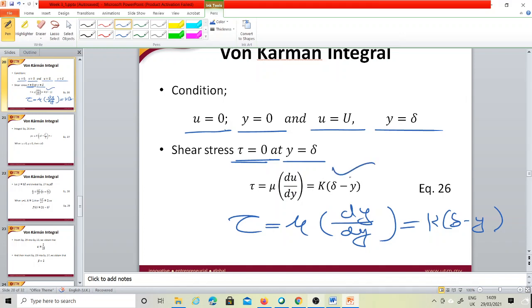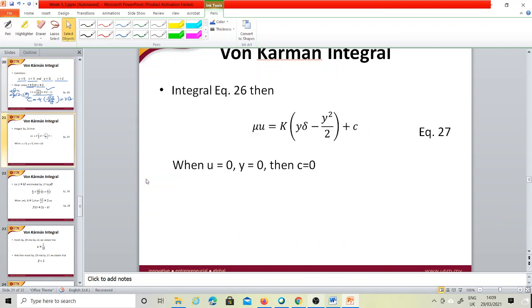So what you will do now, we will try to integrate this one. There is a y, so y should be here. You can write it in this way: mu du is equal to k (delta minus y) dy. Then you do the integration and you will get this. Again, there is an integrating constant, but you know that when y is 0, your velocity is 0, so C also should be 0.